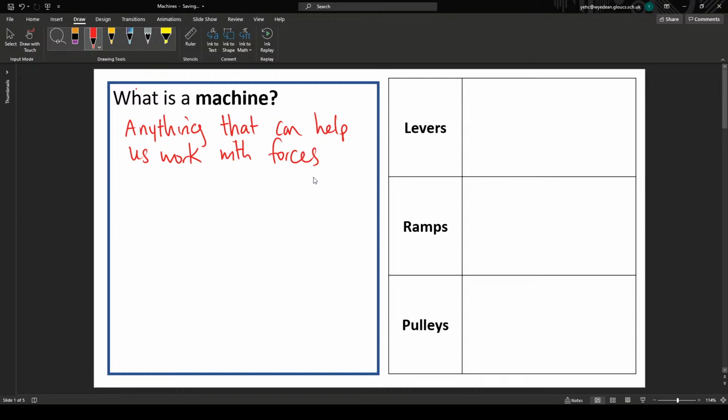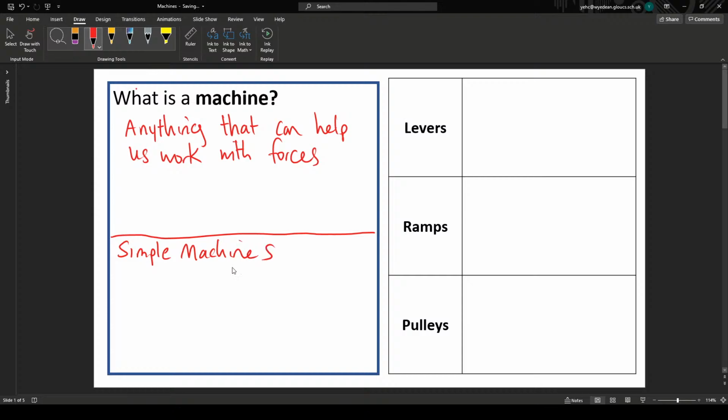As humans, we obviously have a limit to how much force we can carry, how much weight we can lift, etc. So these machines basically help us to have larger forces or lift heavier things. And mainly in physics, we learn about what are known as simple machines.